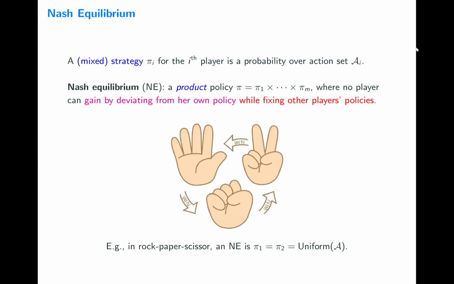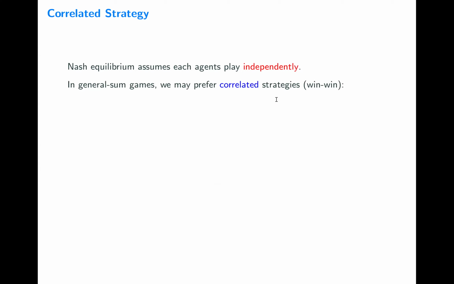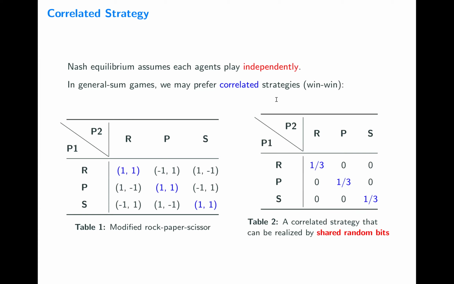That is, although each agent's policy pi 1, pi 2, up to pi m is a mixed strategy, meaning each player plays some probability, those probabilities need to be drawn independently, so their strategies are independent. Whereas a correlated policy allows them to play a correlated strategy, so they no longer need to be independent. The correlated strategy is especially helpful in general-sum games, which are no longer zero-sum. There are a lot of scenarios where you can imagine a win-win happening if you play a correlated strategy.